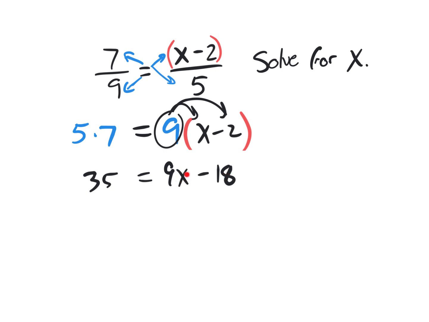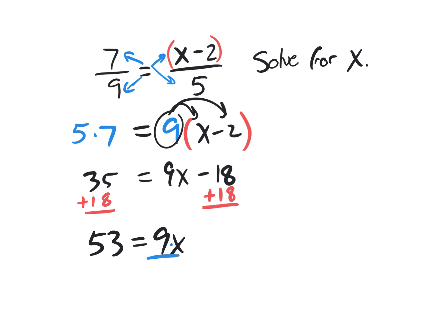Now I could worry about getting x by itself on the right side of this equal sign. So I don't want this 9 and I don't want this minus 18. So what do I get rid of first? The minus 18. That's right. Get rid of it by doing the opposite, plus 18. What you do to one side, you do to the other side, plus 18. So that's going to be 53, I believe, equals 9x. And I need to get rid of that 9 that's being multiplied with x, so I'm going to divide by 9, divide by 9. And there's my answer. X equals 53 divided by 9.